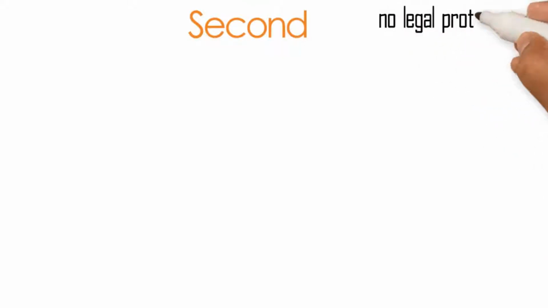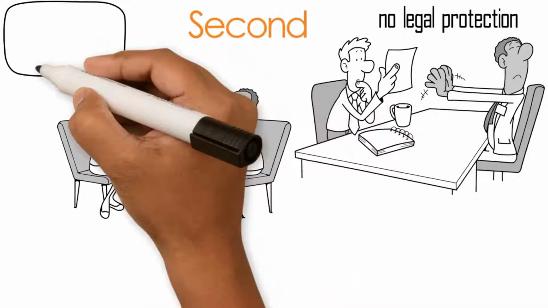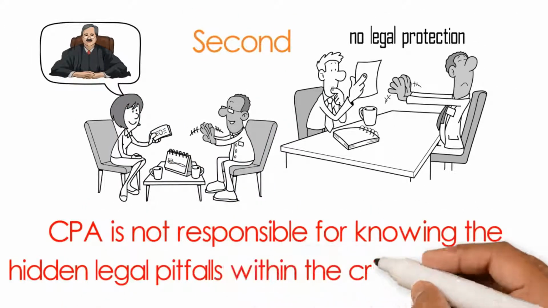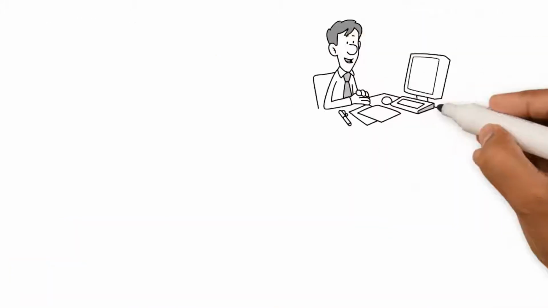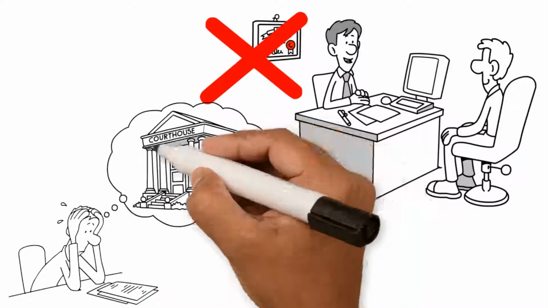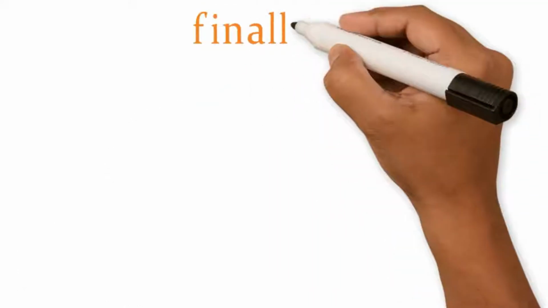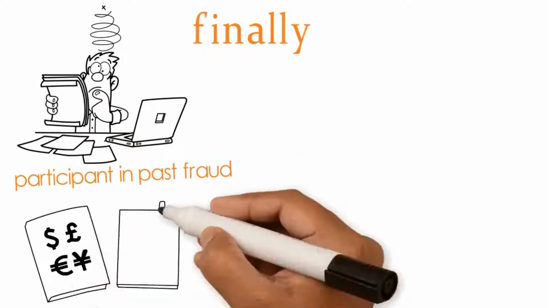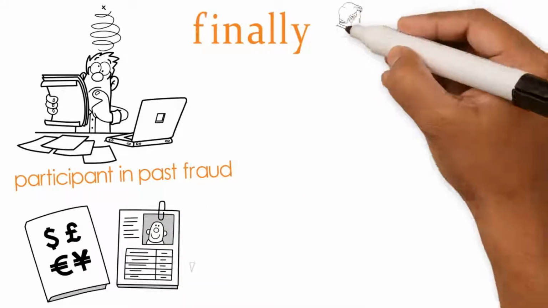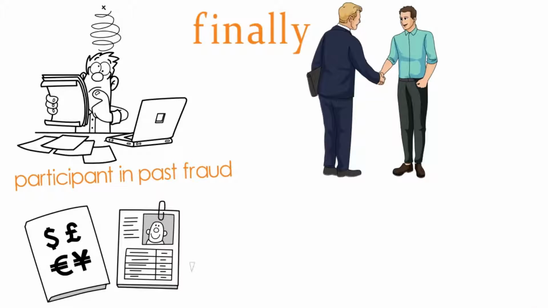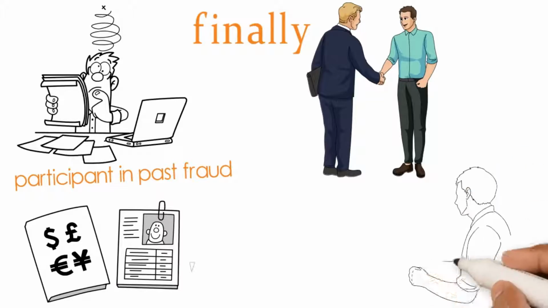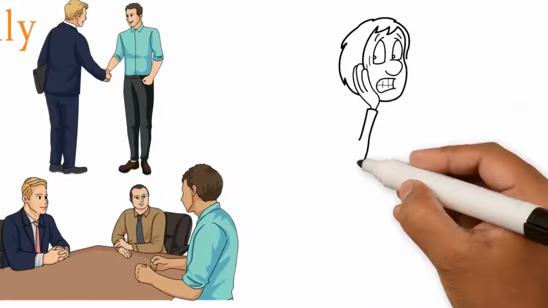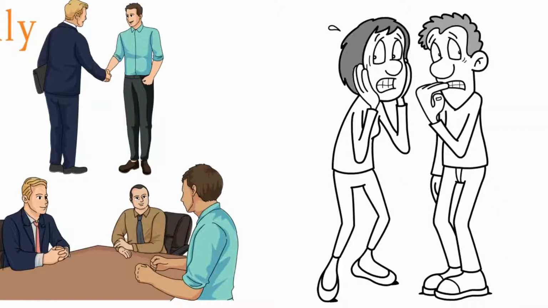Second, the CPA offers no buffer of legal protection or privileged attorney-client communications, and the CPA is not responsible for knowing the hidden legal pitfalls within the criminal tax laws. The tax return preparer is therefore not the best representative for the tax audit. And finally, the return preparer may be an unwilling participant in past fraud by creating and filing that tax document. In that common instance, the tax return preparer could be required, as part of the representation, to disclose his or her own records and even oral statements against the client's interests. Obviously, this result is also not in the client's best interests.